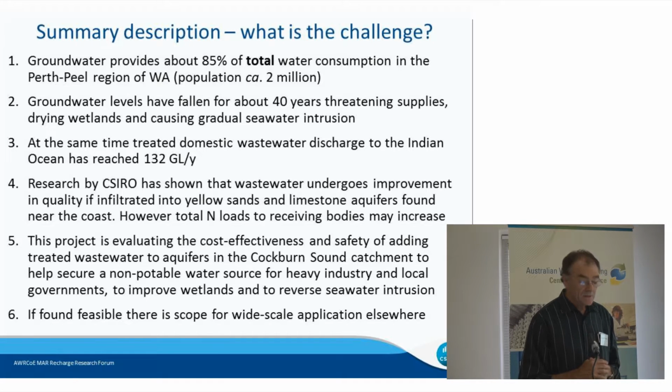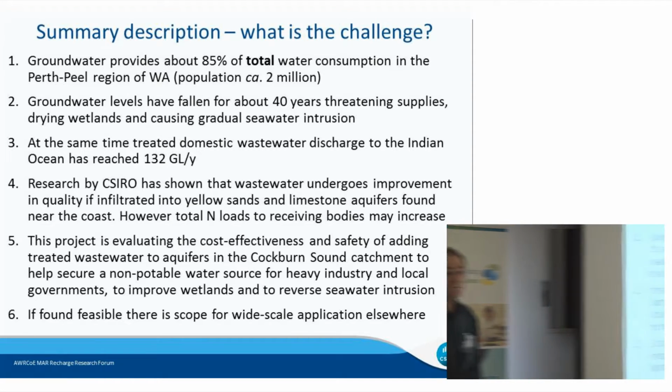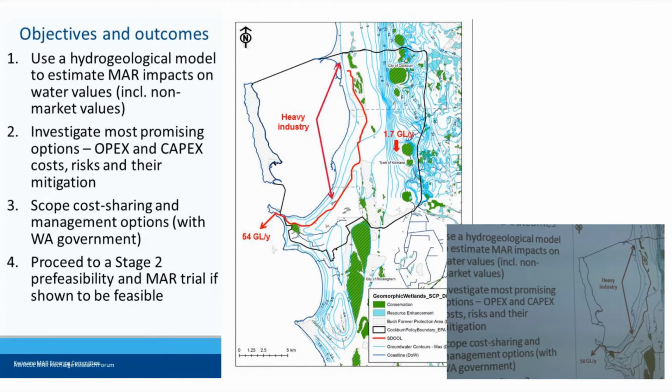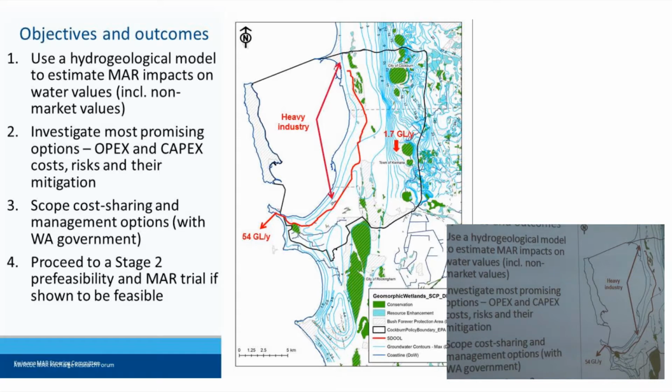So very quickly, the objectives and outcomes for this project. I've got a map here, you can see all these blue lines, these are actually the isopotentials. So out here we've got the Jandakot Mound, which is actually part of the water supply for Perth. But you can see a lot of through-flow wetlands around here.